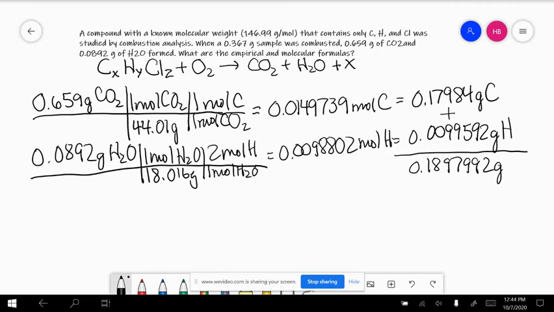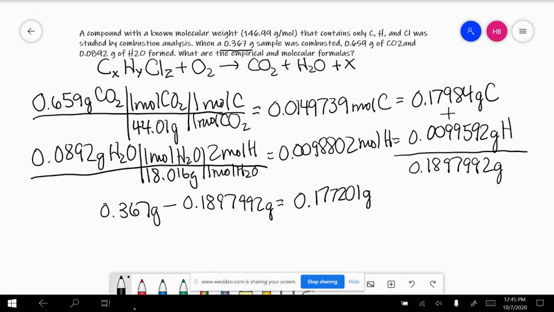So now I can take the mass of the original sample, which was 0.367. That's the carbon, hydrogen, and chlorine combined. I'm going to subtract off the carbon and the hydrogen. Now I'm carrying around a bunch of extra digits I don't need to, but that's no big deal. And the difference between these two is chlorine, which is 0.177201 grams of chlorine.